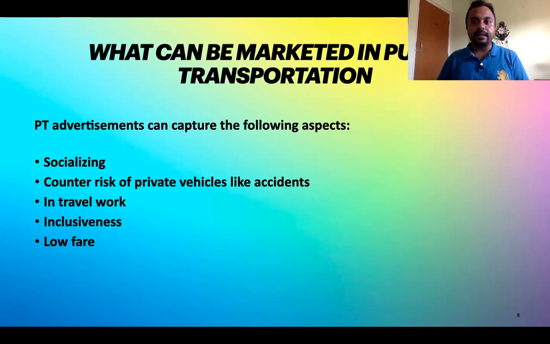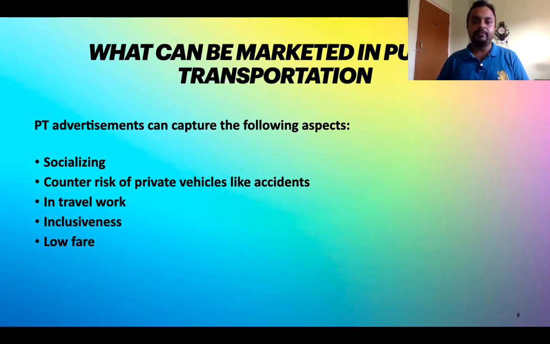So what can be marketed in public transportation? So what is the best thing in public transportation? I have already discussed some of the things. The best thing about public transportation is socializing. If you're moving in trains or buses, you get to know more people, you get to observe more people. That's a socializing nature, which is very important for the good mental health of any individual.